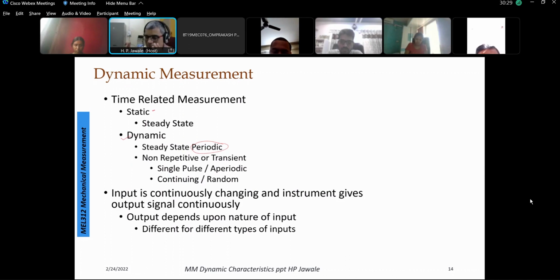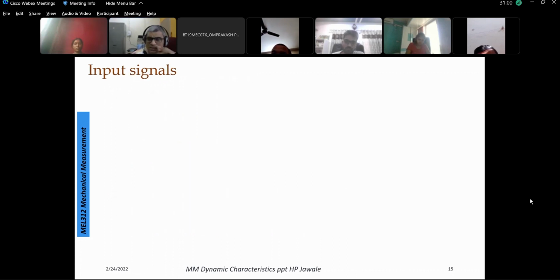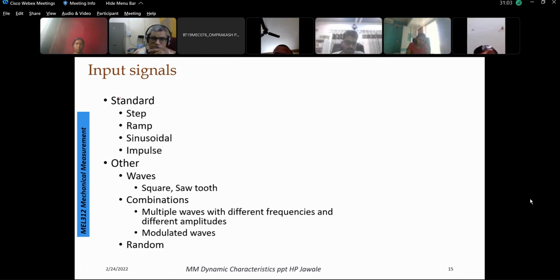Under such a situation, we will not be able to have the dynamic characteristic clearly defined or found out, right? The output depends on the nature of the input. So if the nature of the input signals changes, the output is going to change continuously. So different types of inputs are possible, which approximate the real-time signals given to the measurement system. Now this dynamic measurement is carried out with different types of signals. Out of those, the standard signals are of step format, ramp format, sinusoidal format, and impulse format.